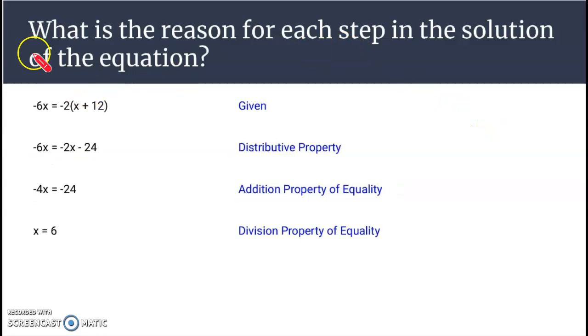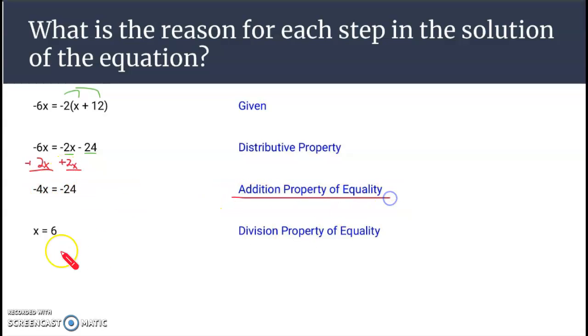All right, here's another one, given. Negative 6x equals negative 2 times the quantity x plus 12, given, and the distributive property was applied. The negative 2 distributed here and here to give us negative 2x and negative 24. Since we have variables on both sides of the equation, we try to isolate all the x's to the left side, and we add 2x to both sides here. Add 2x here, add 2x here. That's how we got the negative 4x, and that is the addition property of equality.